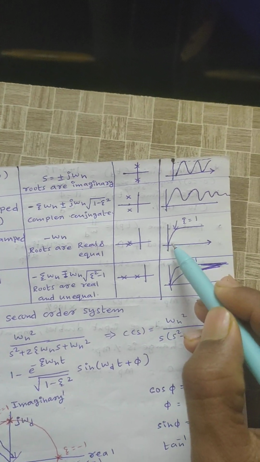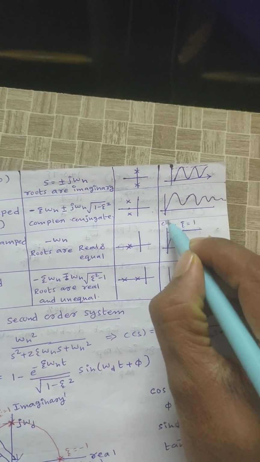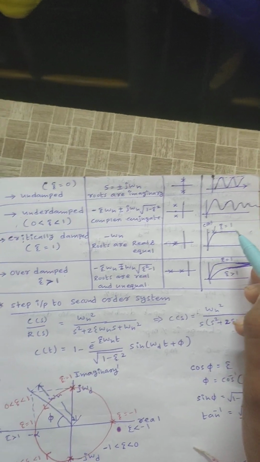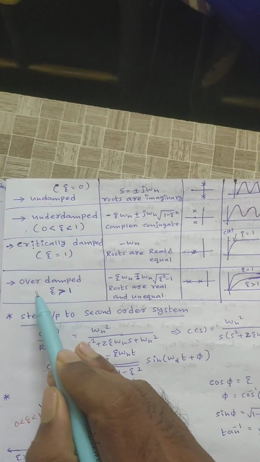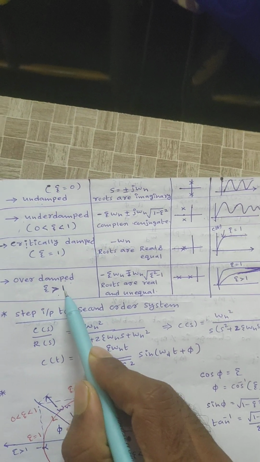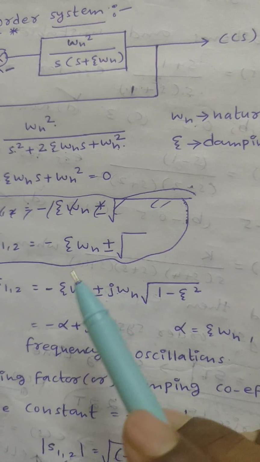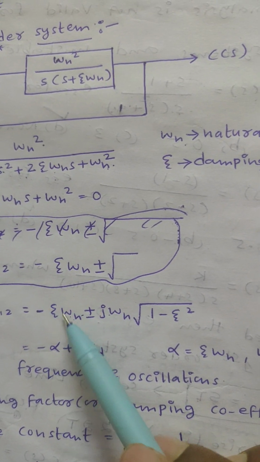Okay, this is the output response c(t) in case of a critically damped system. Next, the overdamped system: if the zeta value is greater than 1, then the given system is an overdamped system. Now see here, assume zeta is greater than 1.